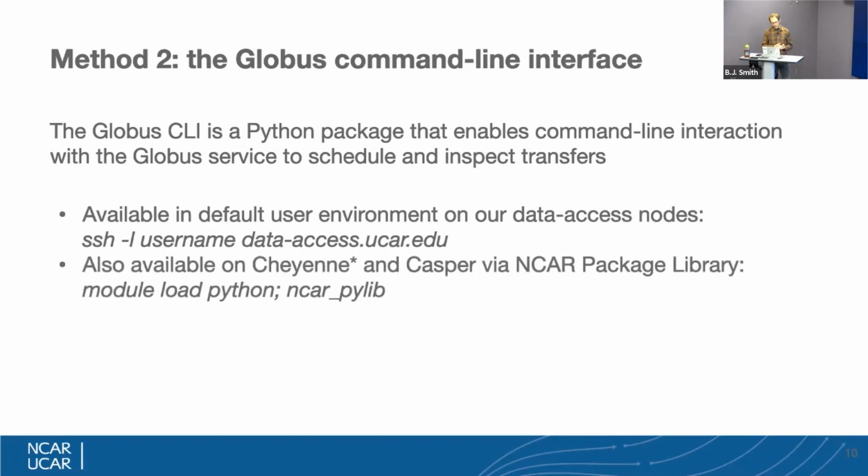You can also use it on Cheyenne and Casper via our Python package library. If you have, say, an Anaconda environment, the odds are that Globus may be installed in that environment as well, but that kind of depends on how you configure your environment and where you're downloading your packages. But by default, it's available in our package library. So you can load that by doing a module load Python and then activating the environment, and then these commands will be available. Now, I have this little asterisk here next to Cheyenne.